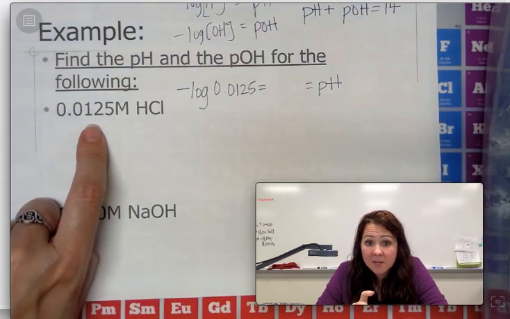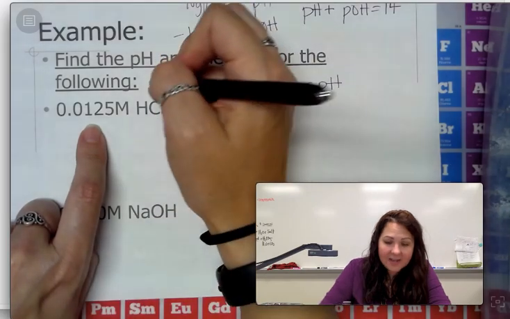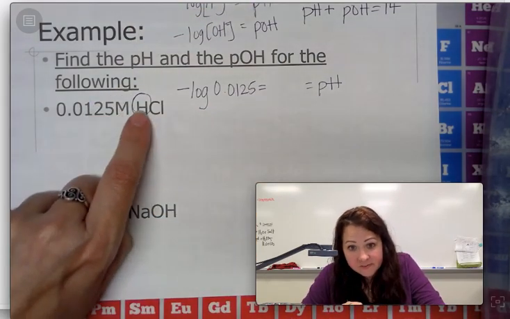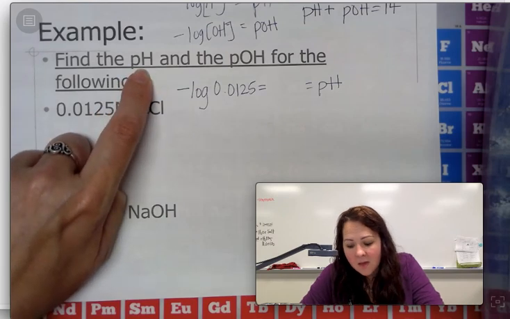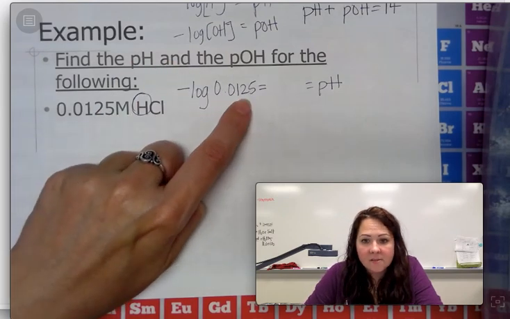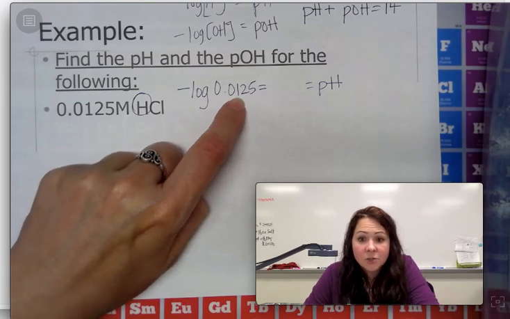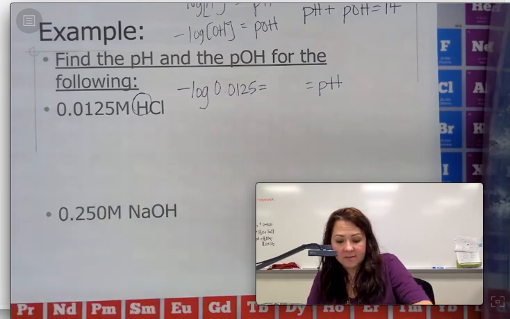I know it's the pH because this right here has hydrogen. That will match. This has hydrogen, that gives me the pH. This number right here, before I even plug this in my calculator, has 3 sig figs. So my pH is going to have 3 sig figs.